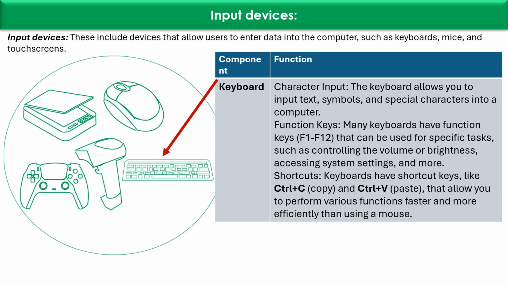Expanding on those components, we can also group them into the following groups of devices, such as input devices. These devices allow users to enter data into the computer, such as keyboards, mice, and touch screens. As you can see down there, we have a keyboard which you can use to input characters, and it has function keys and shortcut keys that you can use to enter data into the computer.